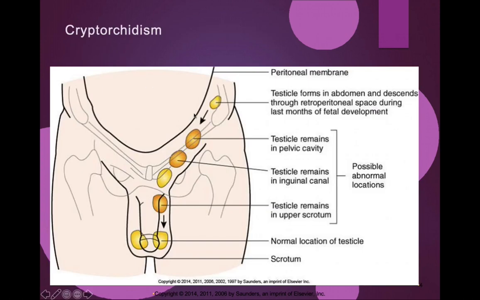So what we can see right here, the testicle forms in the abdomen and descends through the peritoneal space during the last few months of fetal development. Here, the testis remains in the pelvic cavity. Here, the testis can remain in the inguinal canal. Here, the testis can remain in the upper scrotum. So anywhere in here, these are possible abnormal locations for the testes to reside. The normal location, we need the testis to drop fully and to remain in the scrotum. And there is this septal wall that separates one testis from the other. Okay, cryptorchidism.